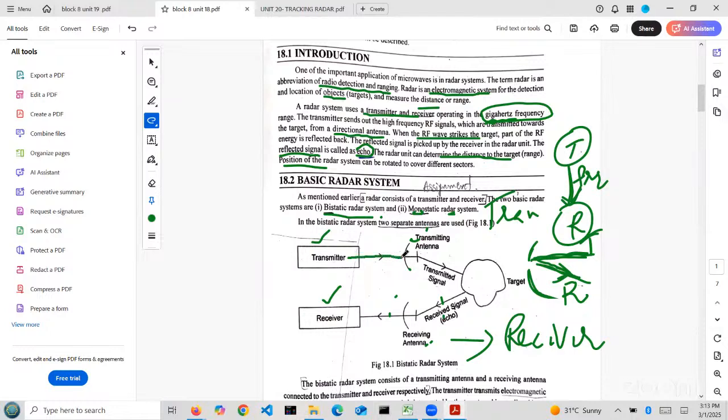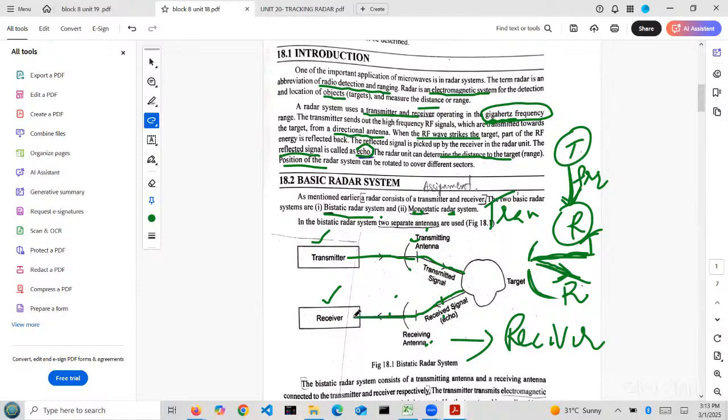From the transmitter, where does the signal go? To the antenna. From the antenna, the transmitted signal reaches the target material. From the target material, it is retrieved back. In case of retrieving back, the received signal is passed to which side? It is passed to the antenna. From the antenna, it reaches the receiver.